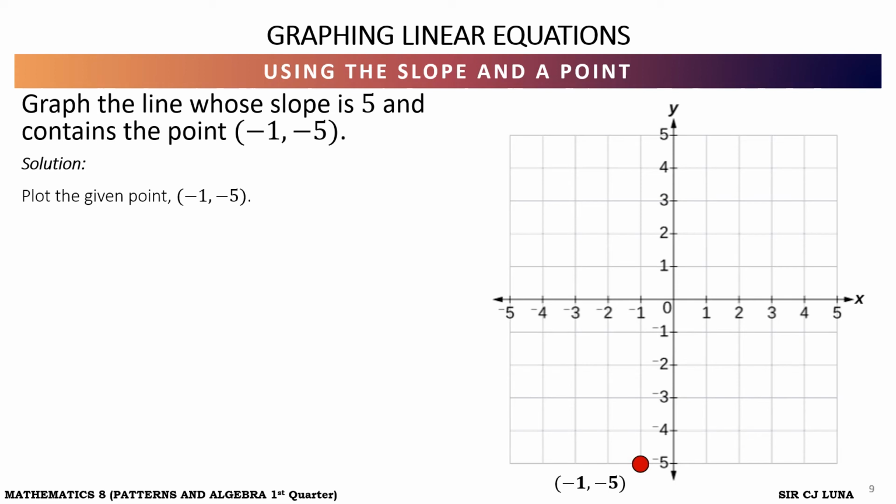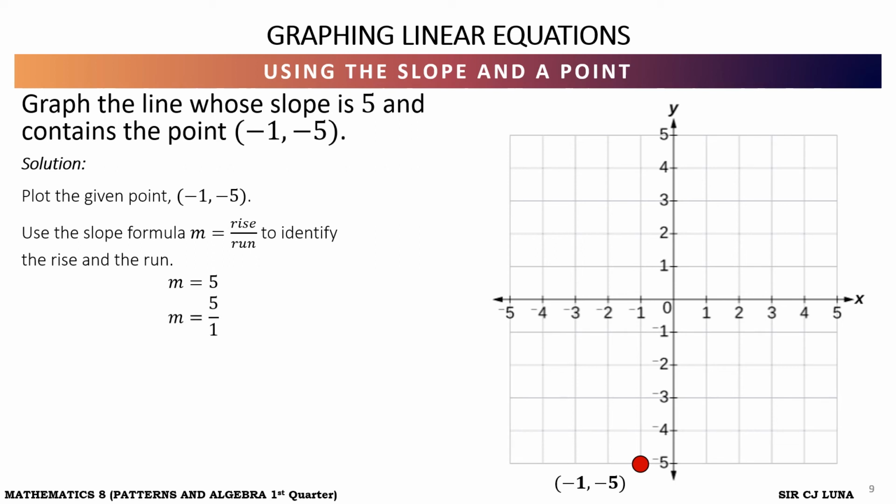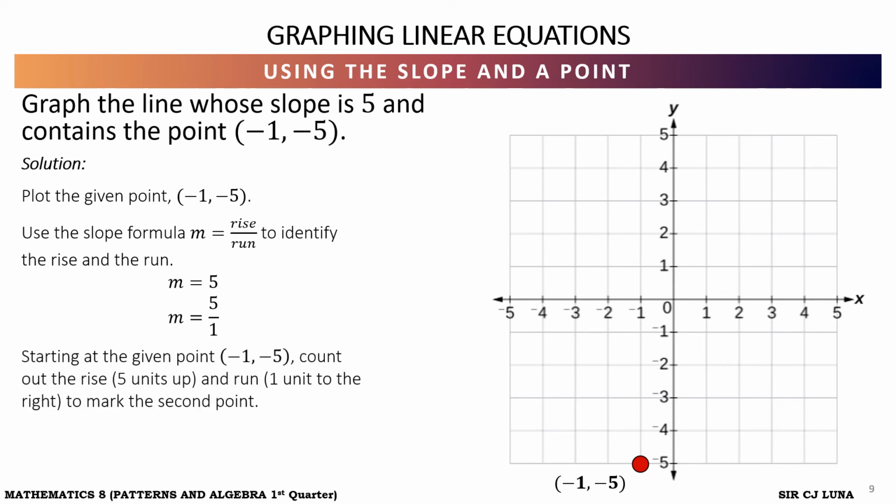So after you plot the point on the Cartesian plane, use now the slope formula. We have rise over run to identify the rise and the run. So since our given slope is positive 5 and it is a whole number, it is understood that we have a denominator of 1. So ang rise natin ay 5 at ang run natin ay 1. So after mo makuha yung slope, start tayo ngayon sa ating given point. (-1, -5). Ang rise natin ay 5 at ang run natin ay 1.